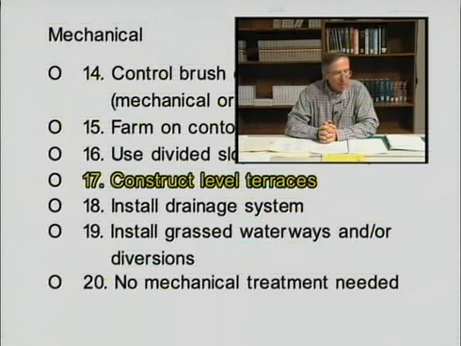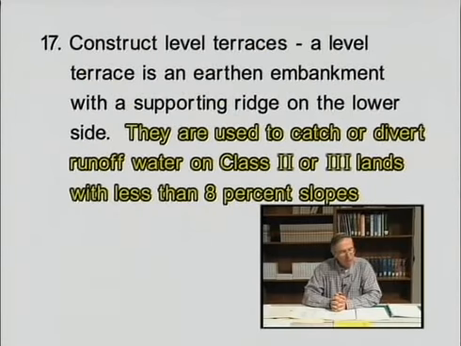And if we look at our manual on page 24, it's telling us that they're used to catch or divert runoff water on classes 2 or 3 lands with less than 8% slope. If you go above 8% slope, terracing is very difficult because oftentimes the terraces will break during very intense storms, and actually you'll see an increase in soil loss by erosion because then you've greatly concentrated the flow of water into those areas of the field where the terraces have broken. So for the purpose of our exercise, we're only going to use terracing on cultivated cropland class 2 and 3, but less than 8% slope.